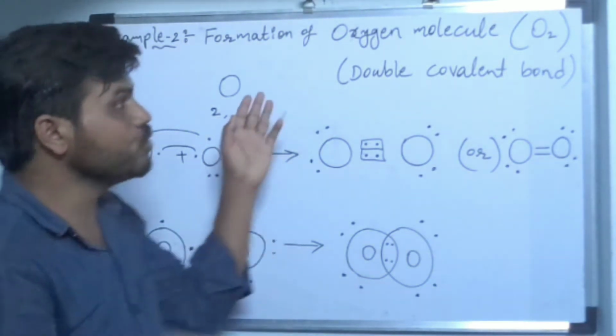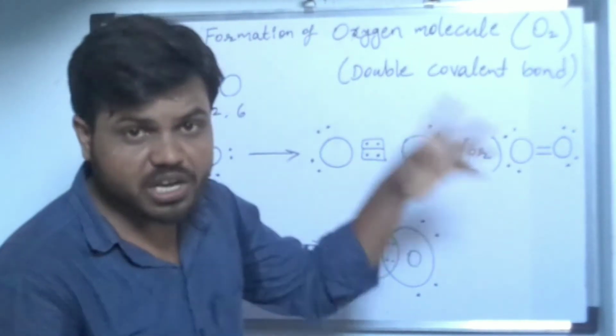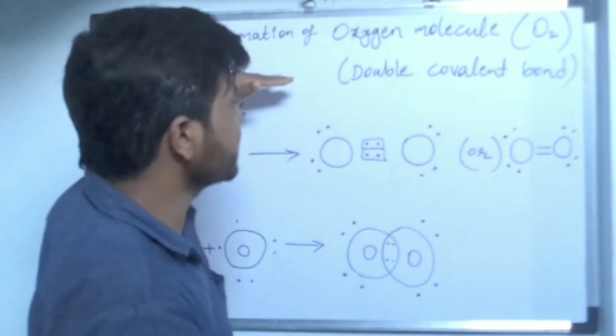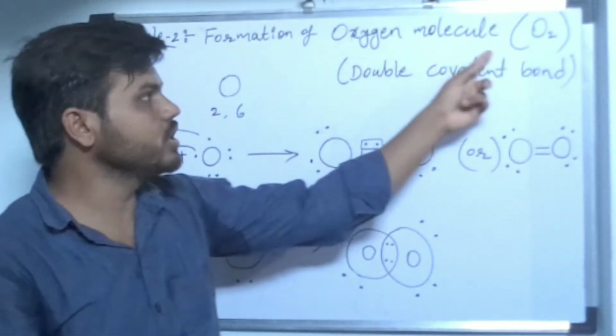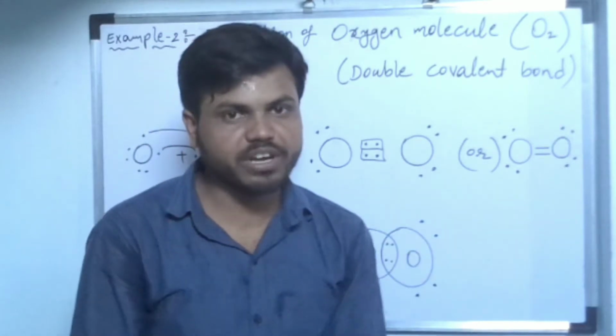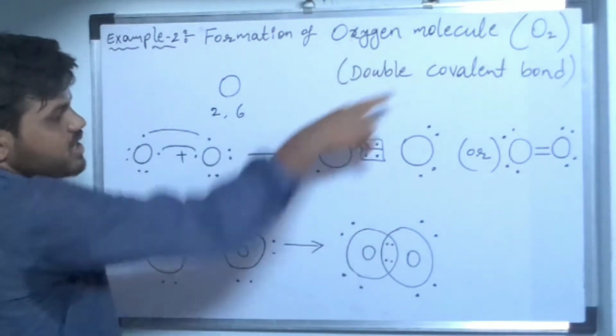Okay, here 2 pairs of electrons are shared between 2 atoms of oxygen. That's why it is an example of double covalent bond. The oxygen molecule is an example of double covalent bond. Now see the diagrams of oxygen molecule.